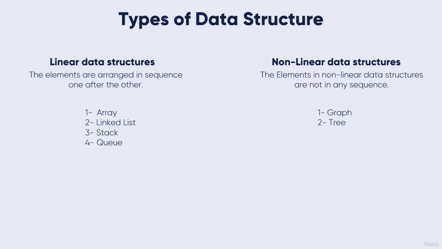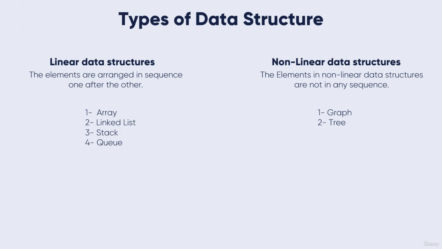Depending on the organization of the elements, data structures are classified into two types. The linear data structure: elements are accessed in a sequential order, but it is not compulsory to store all elements sequentially, like linked lists. Examples of linear data structures are array, linked list, stack, and queue.